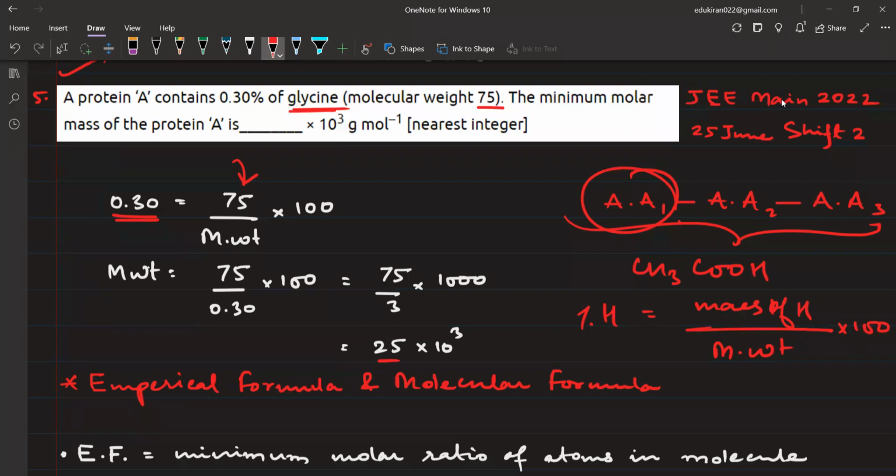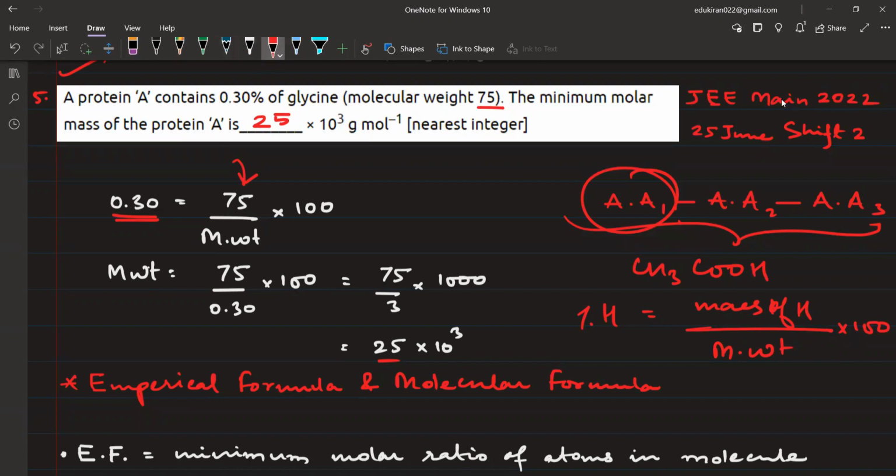So the A will be here, this is 25 into 10 to the power 3 grams per mole. Now there is a slight mistake from NTA's side, that is they have given molecular weight is equal to 75. It would have been better if they just gave the weight as 75 grams, or weight is 75 u. But it doesn't matter so much. Molecular weight and weight, both of the same things you can use here.